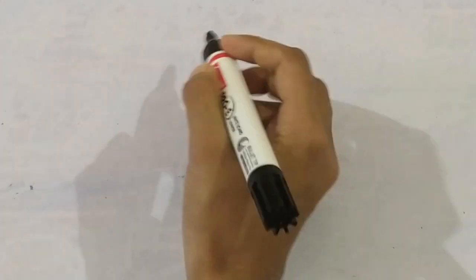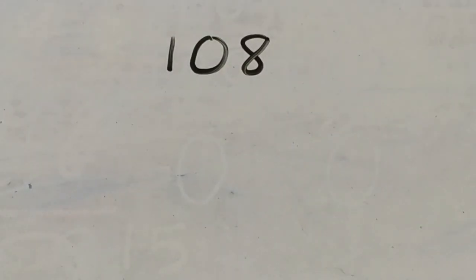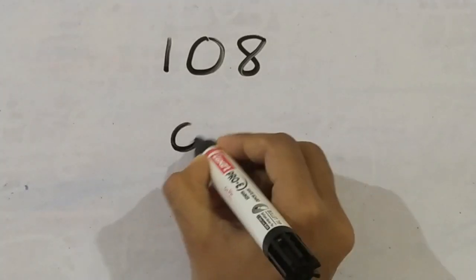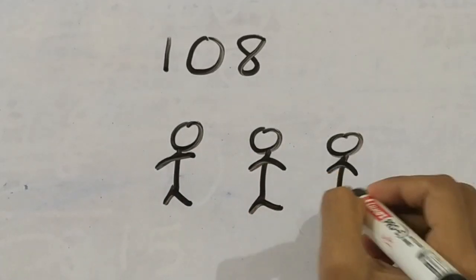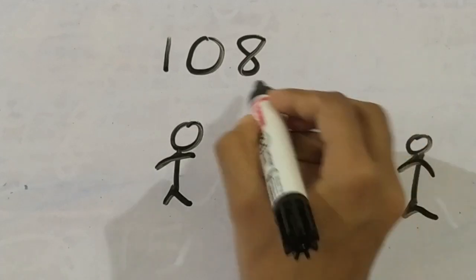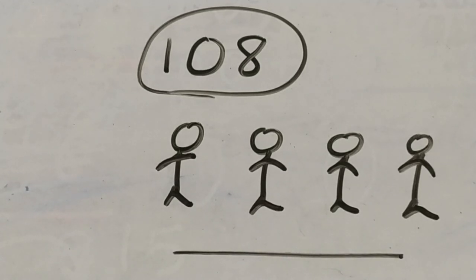I will write here, 108 gooseberries are there, and we want to divide those gooseberries among these 4 children. How will you do that? We can't use pen and paper to do this activity.